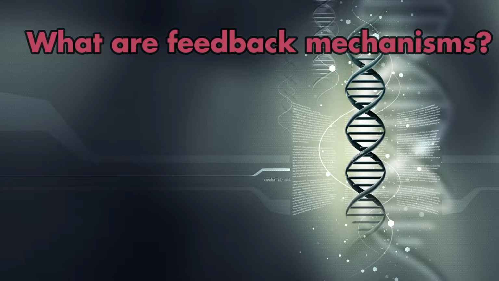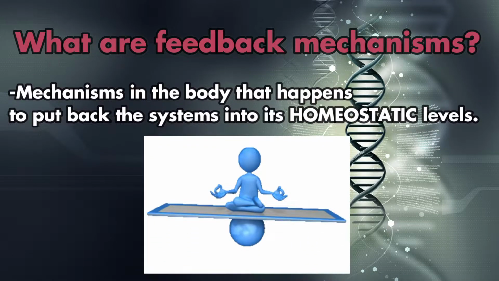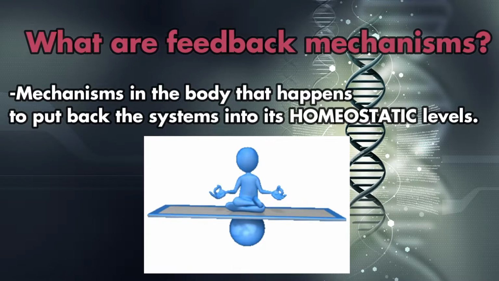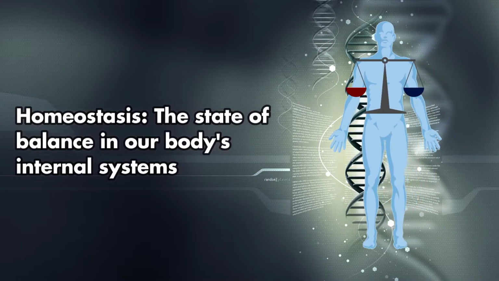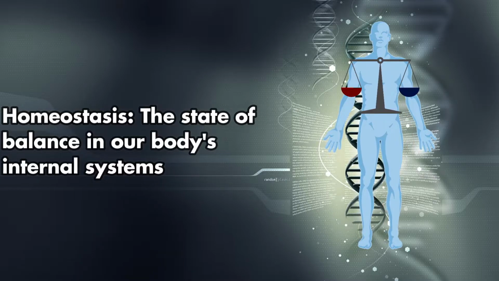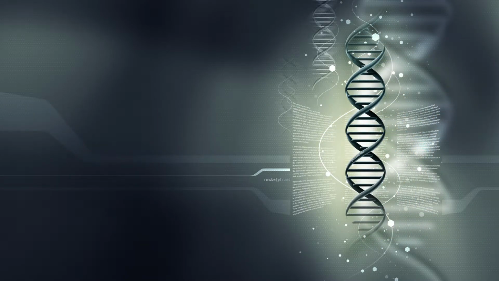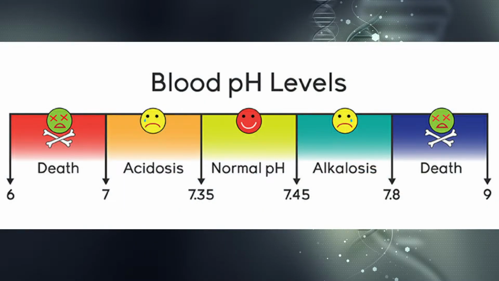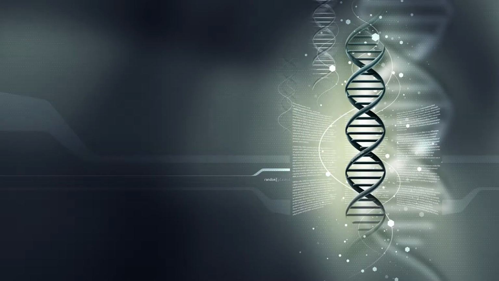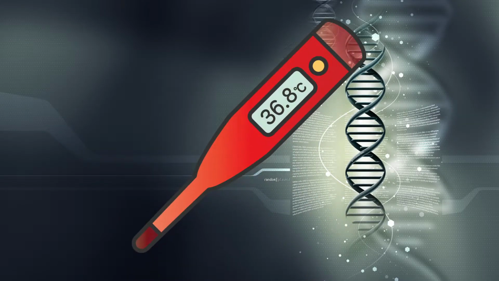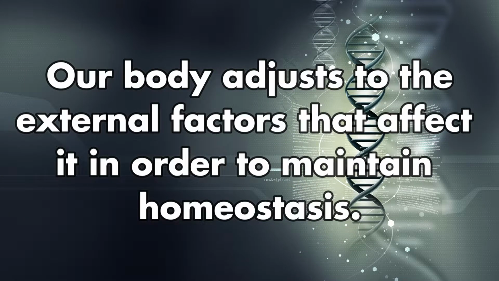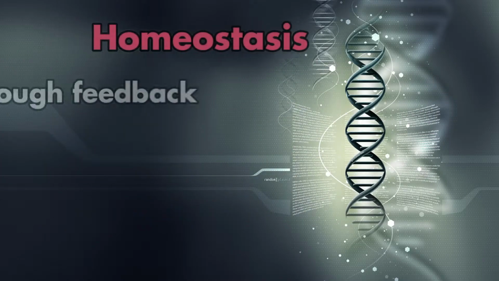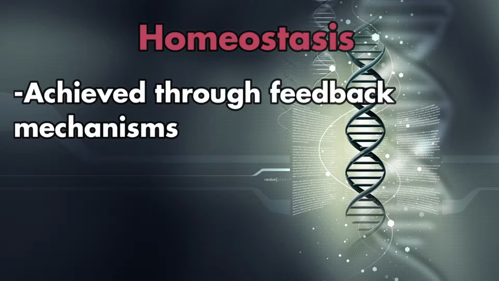To explain it simply, feedback mechanisms are mechanisms in the body that put the systems back into their homeostatic levels. Homeostasis is the state of balance in our body. This state of balance is essential throughout all parts of our body. For example, homeostasis may mean that our blood stays within a certain pH level range or our body temperature stays within a certain temperature range. Our body adjusts to the external factors that affect it in order to maintain homeostasis. This is made possible through feedback mechanisms present in our body.